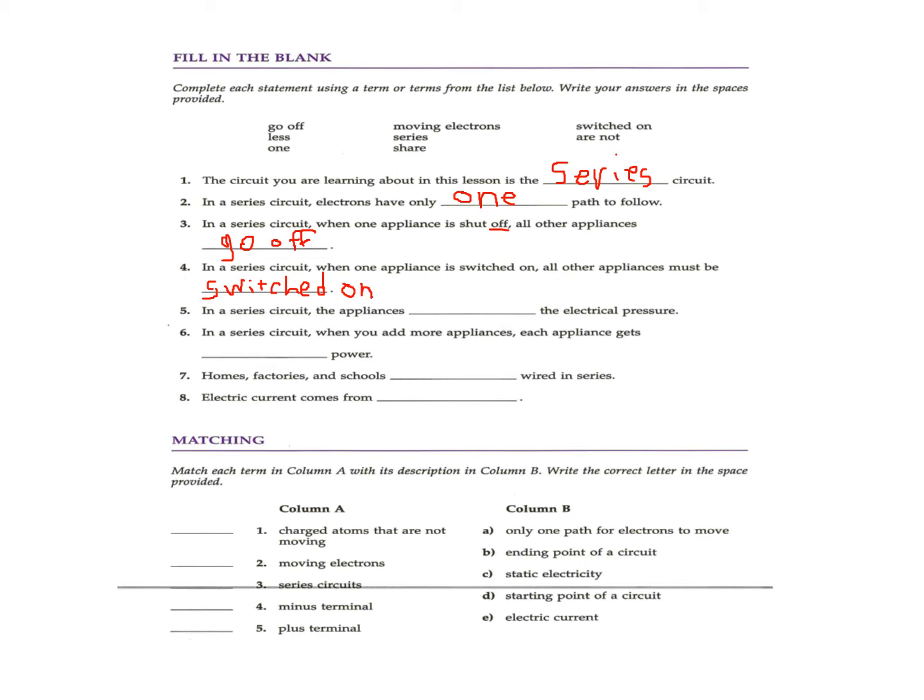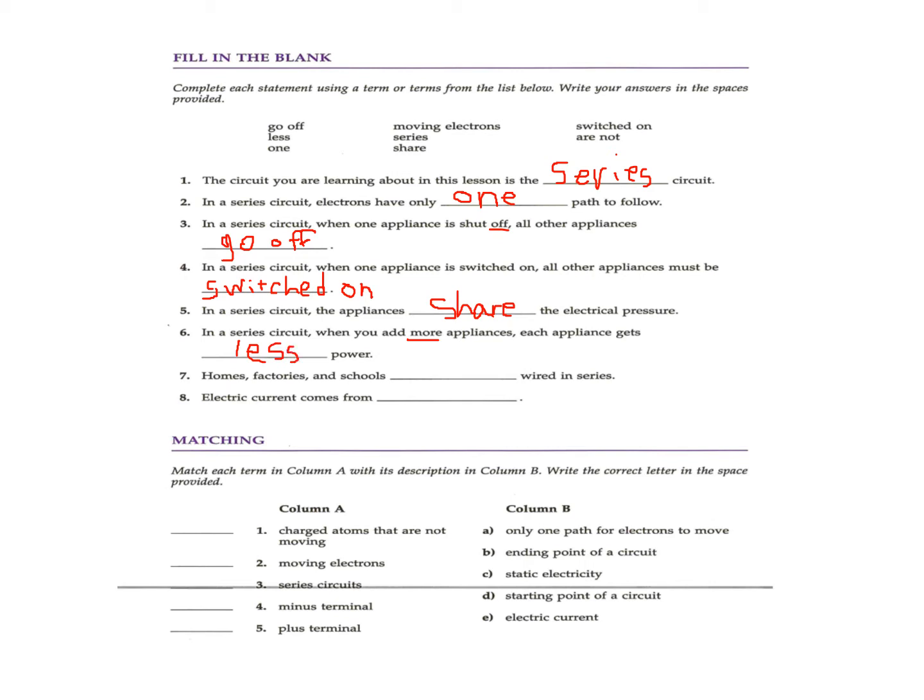In a series circuit, the appliances share. Sharing means if you have 100, each will get 50 if there are two. Okay? In a series circuit, when you add more appliances, each one will get less power.